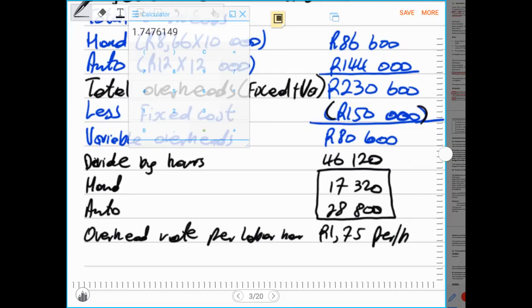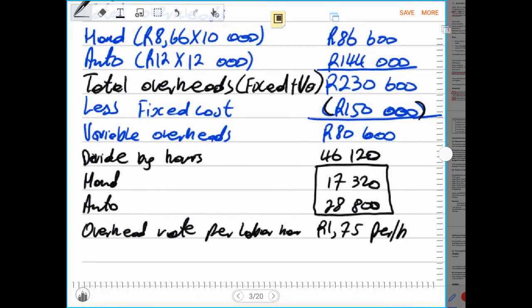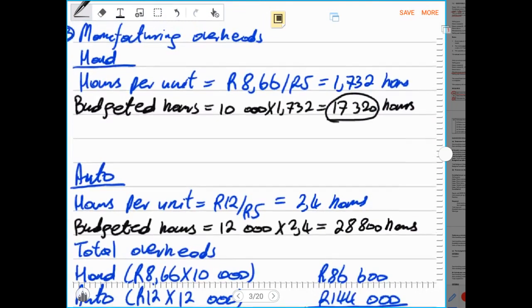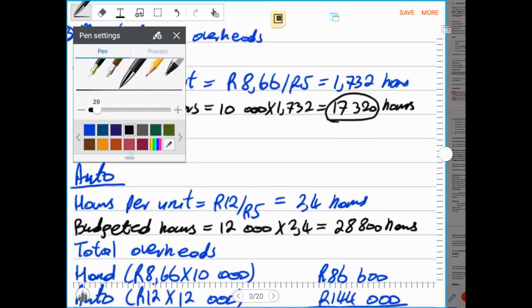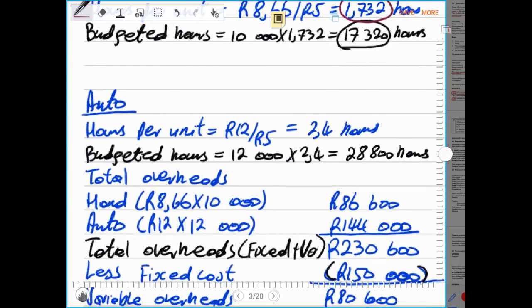So now if we have our overhead per hour, and this is the overhead rate per hour, then we need to say how many hours does it take to complete 1 unit. We definitely know how many hours it takes to complete 1 unit. We know that when it comes to the hand washing powder, it takes 1.732 hours to complete 1 unit. And we also know that it takes 2.4 hours to complete 1 unit of auto washing powder.